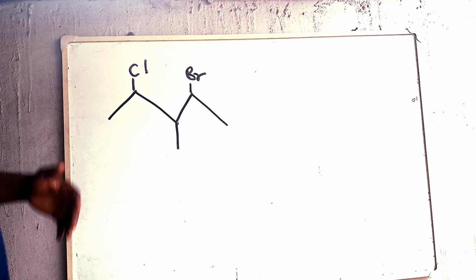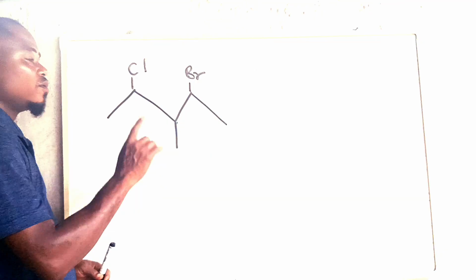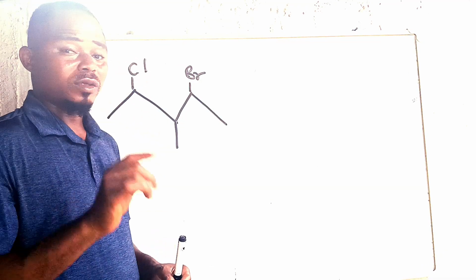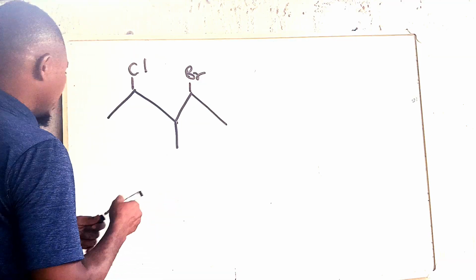Okay, how do you name a compound like this? Let's start. I'll break it down. First of all, you identify the longest chain as the root hydrocarbon. It's going to be 1, 2, 3, 4, 5. So it is a pent.